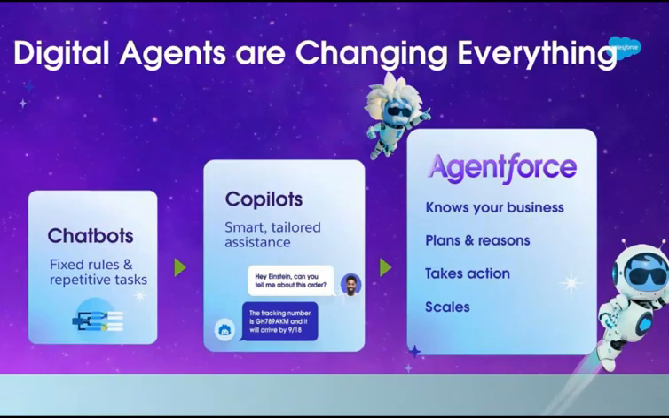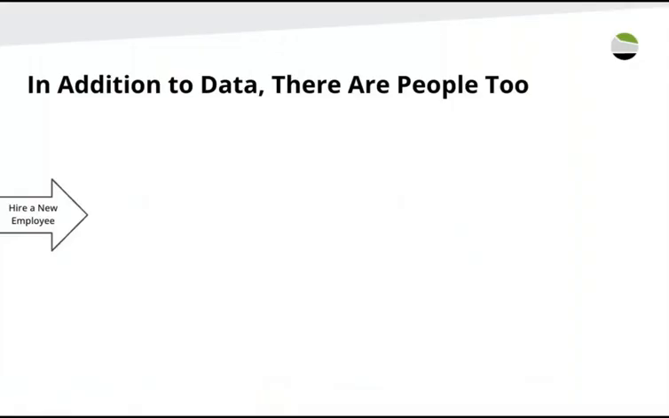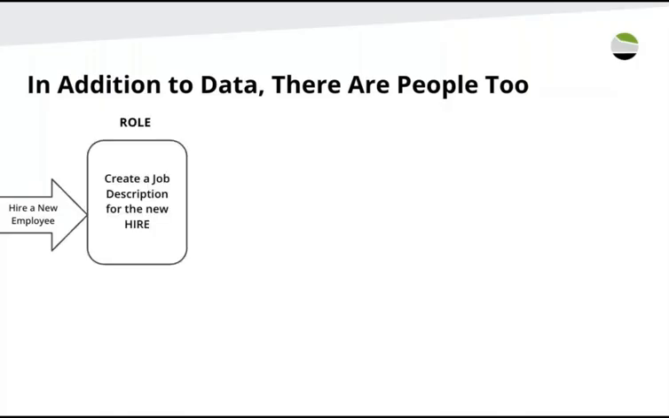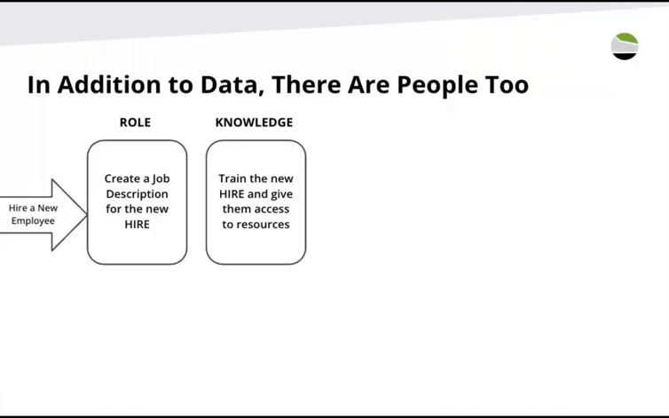But people are still confused on what is AI? Is it taking my job? Well, let's remember, in addition to data, there are people involved in this process too. So think of yourself as I now have a new task that I want to do. I have a new responsibility, a new function. And historically, I would go hire a new employee to conduct this work. So to hire a new employee, you need to determine what the role is. I need to create a job description for the new hire. So what is it that this person is supposed to do?